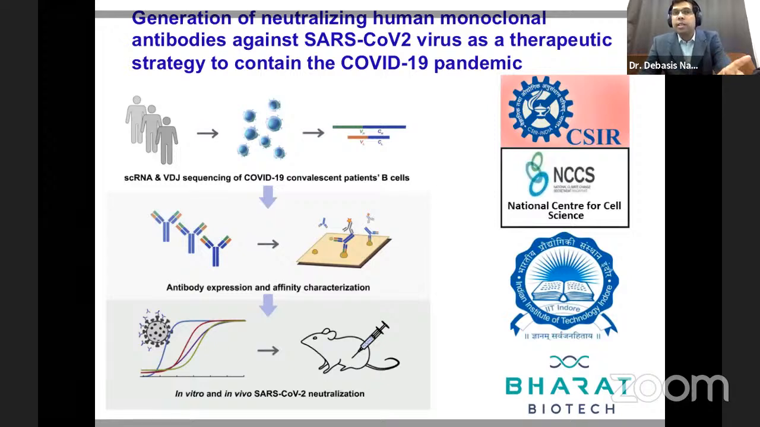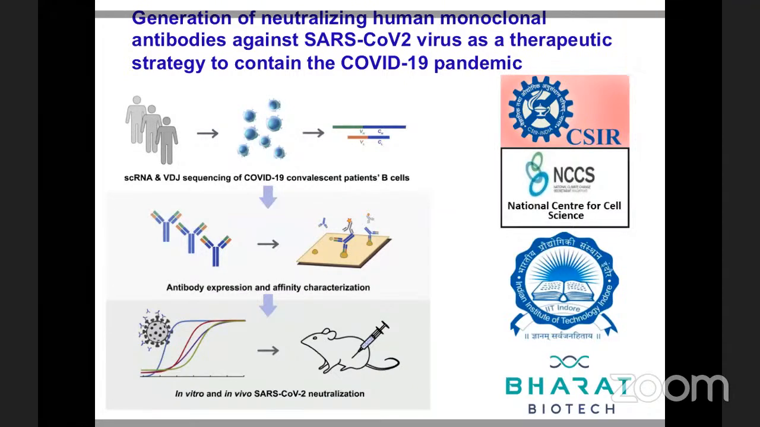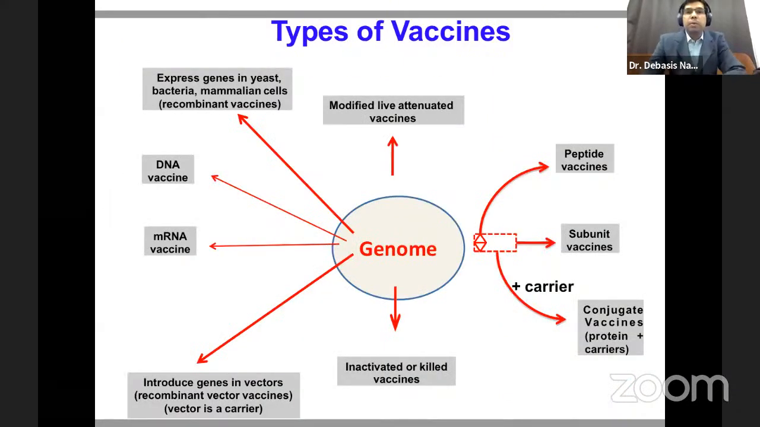Okay, this is not a vaccine. This is a treatment. Because a vaccine will work only when it prevents. But if somebody is already infected, we have to use this option only. Okay, so that is one aspect of our work. So now I need to conclude this part of the work by telling what types of vaccines are available.